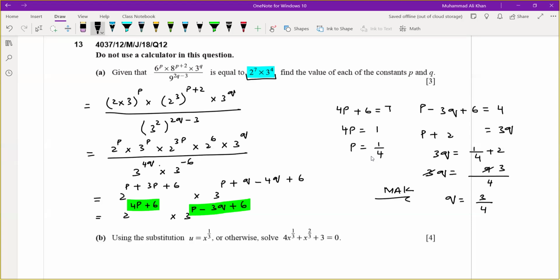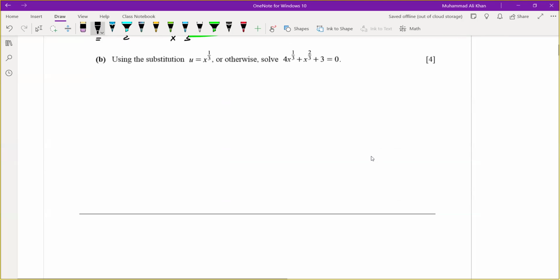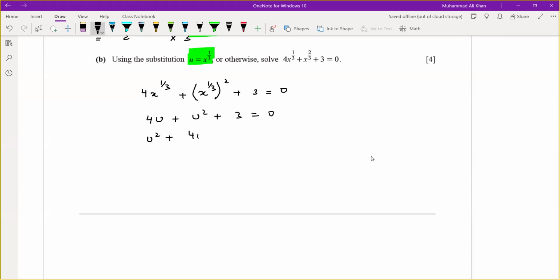Now, in the B part, again, the substitution is given here. u is equal to 1 over x power 1 over 3. So I'm writing it like 4x power 1 over 3 plus x power 1 over 3 squared plus 3 equals 0. At the place of x power 1 over 3, I am writing u. So u squared plus 4u plus 3 is equal to 0.